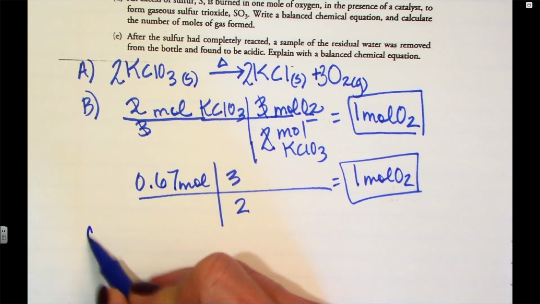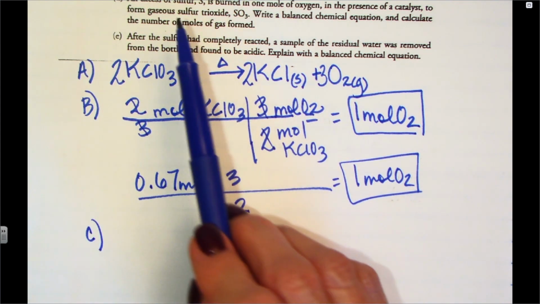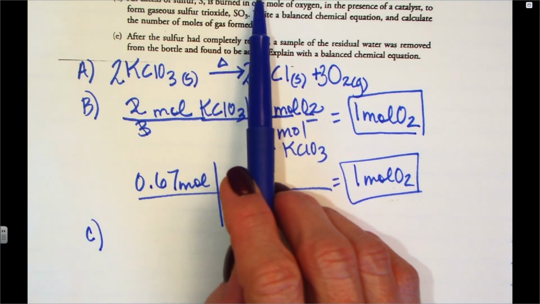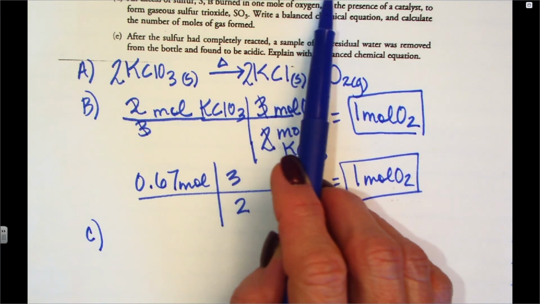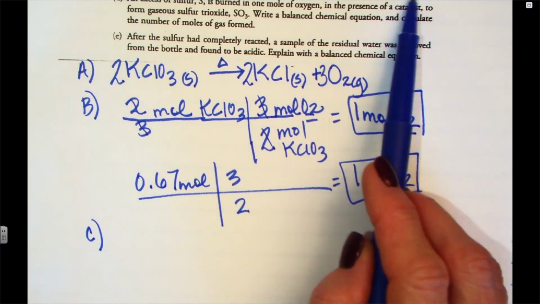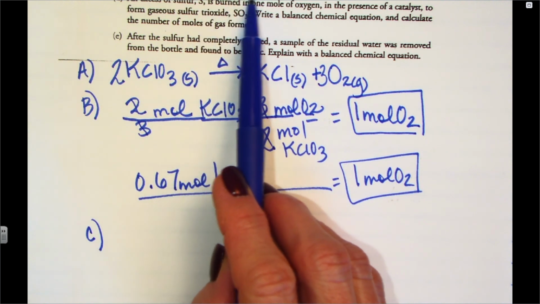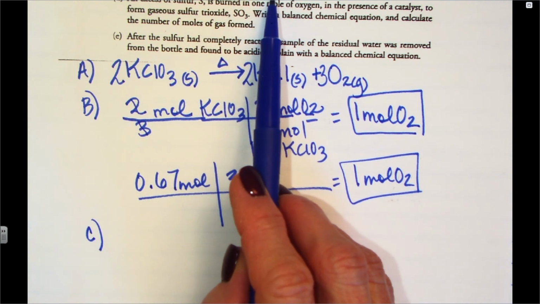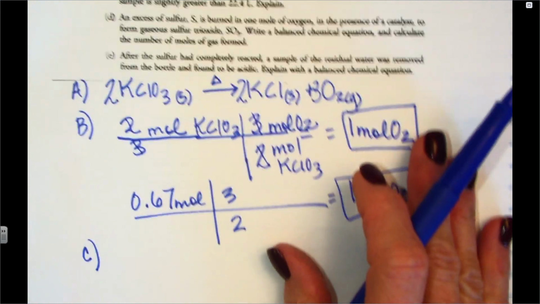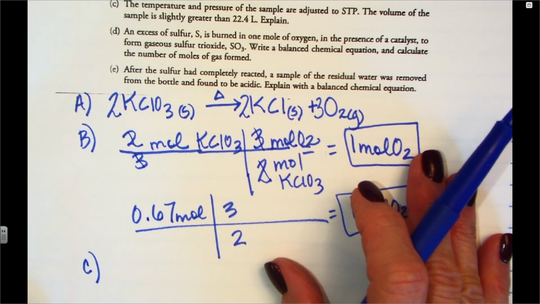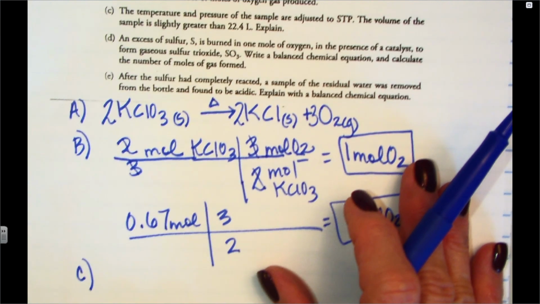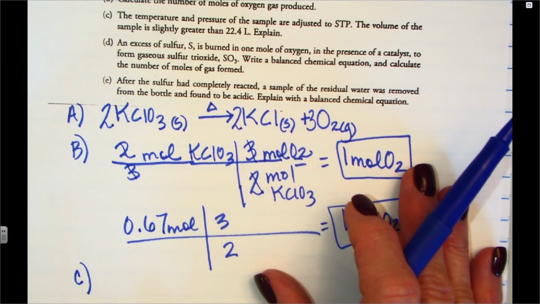All right, let's look at part C. So part C says the temperature and the pressure of the sample are adjusted to standard temperature and pressure. The volume of the sample is slightly greater than 22.4 liters, and it wants you to explain. So let's just think about what they're telling us. They said that they collected this by water displacement.